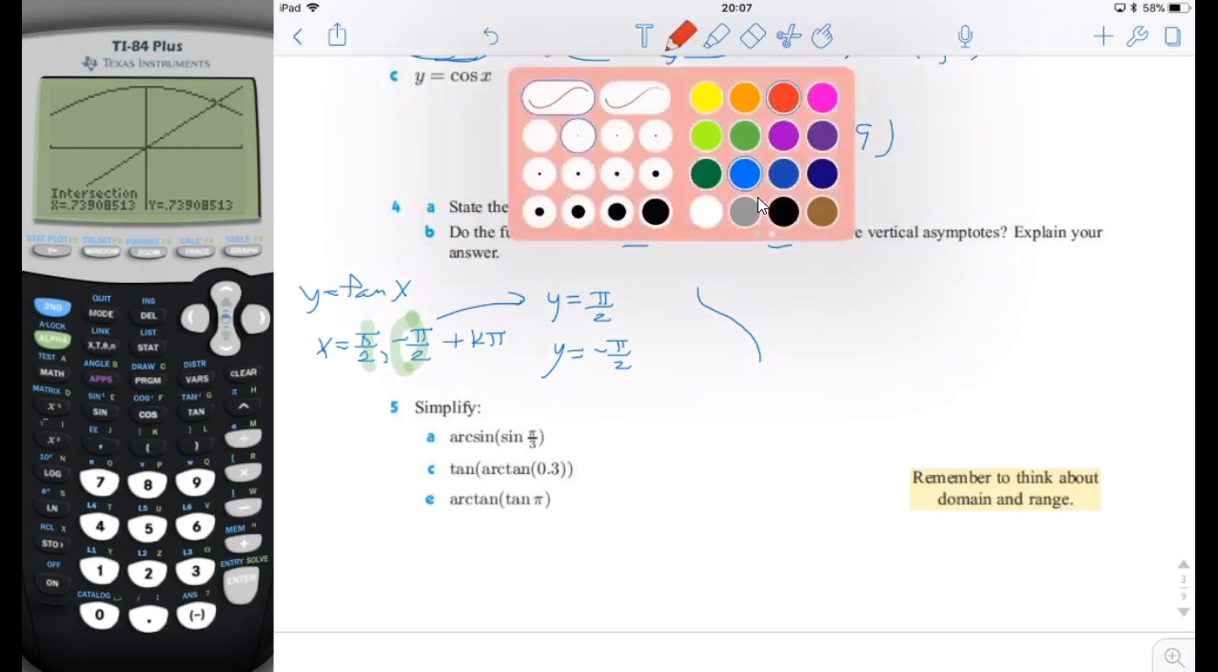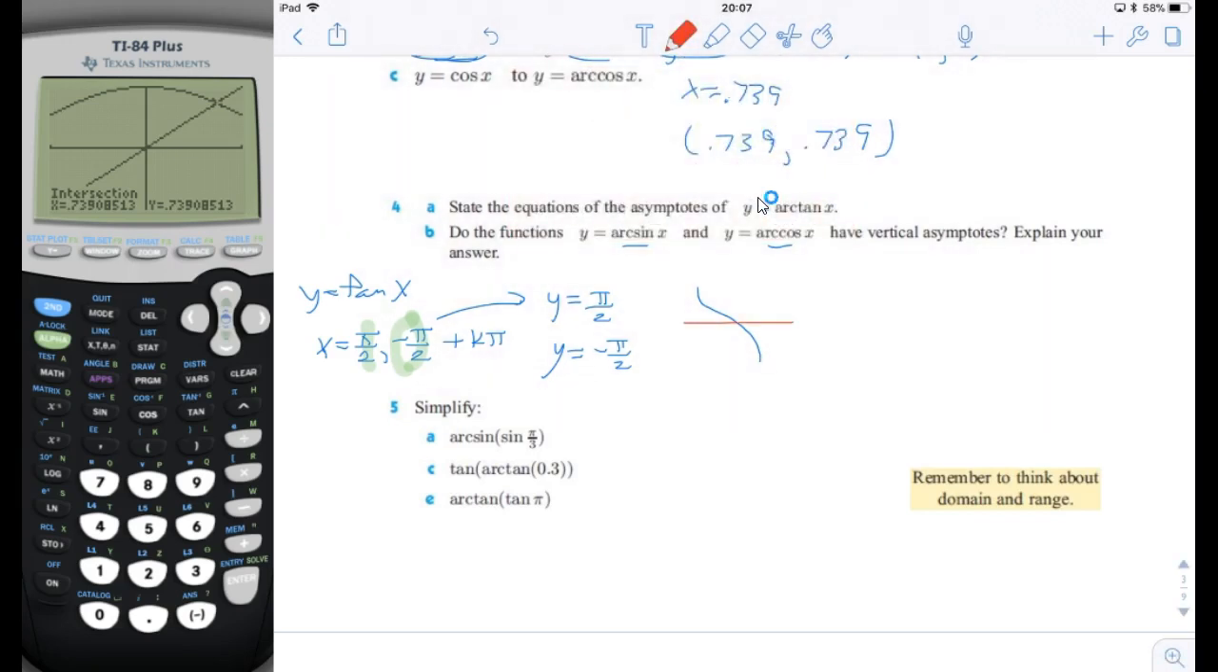It looks kind of like that, I think. Let me think. No, I'm sorry, it's the opposite way. It looks kind of like this, right? Because it's the sine function and it's flipped about the y equals x diagonal line.